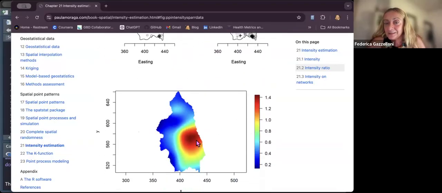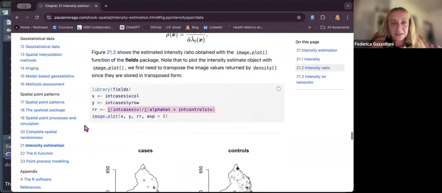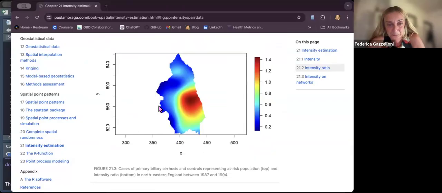But this plot is nice, isn't it? It shows with different colors the highest level of concentration. And we can use this image.plot function from the fields library. This fields, it's a nice package, so you can have a look at that.